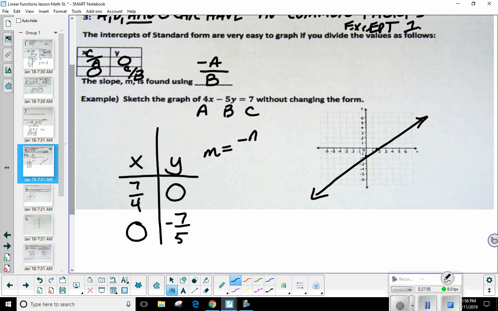The slope is the opposite of A divided by B. So we should be ending up with something positive, right? So what's the opposite of 4? Negative 4, bless you, over B is negative 5. So the rise and run should be 4/5 because the 2 negatives are going to cancel.